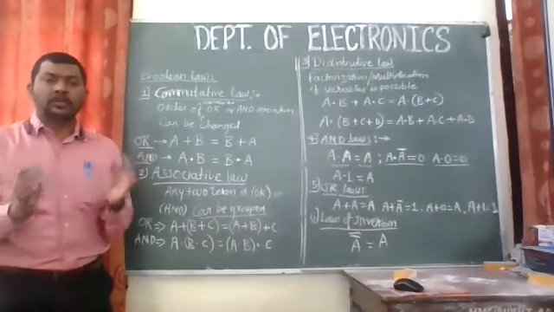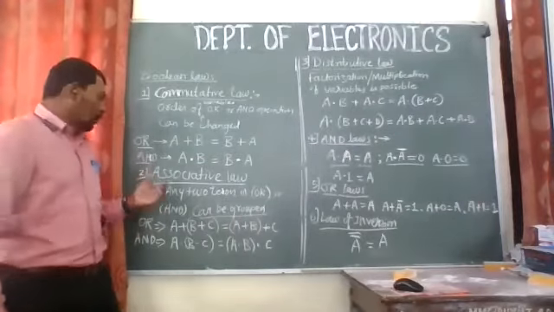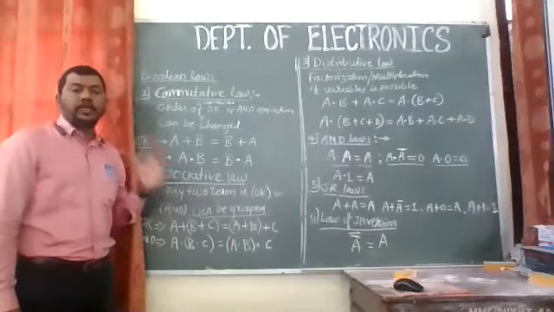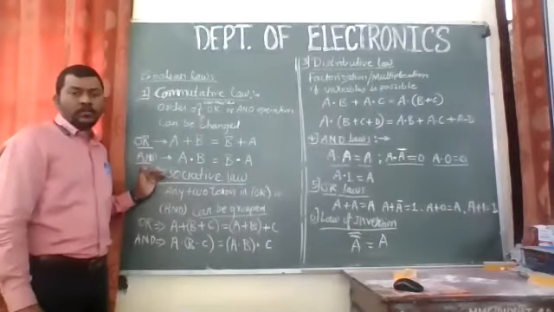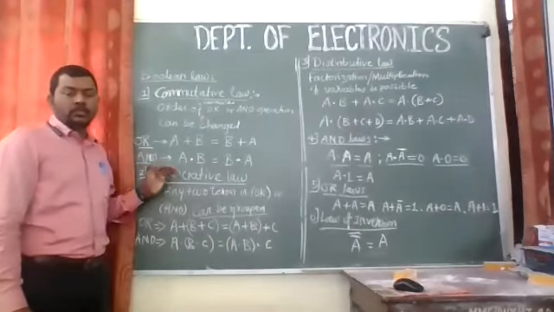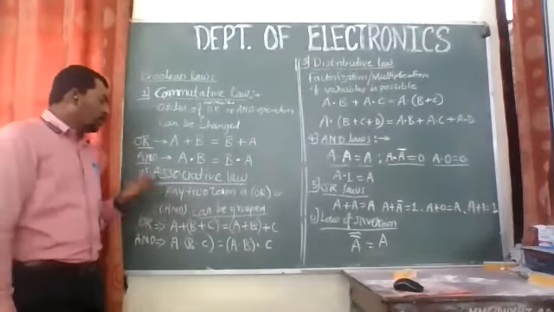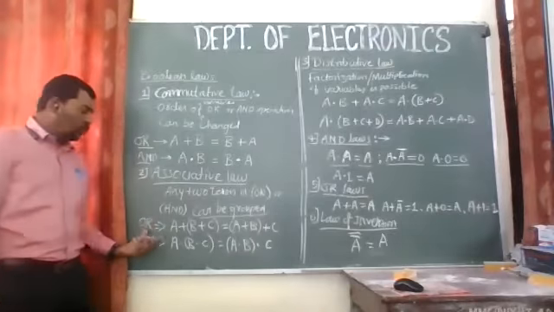So we might have two or three variables at a time, and only then are we able to group them. Any two terms in an OR operation or an AND operation can be grouped. This is the associative law. So the second law is the associative law, in which we are expecting to group the variables. Any two terms can be grouped likewise.